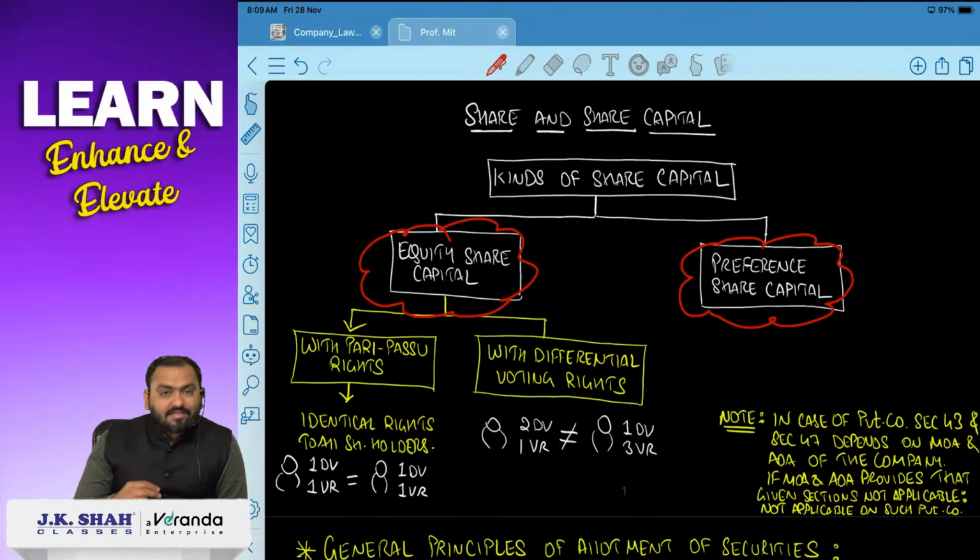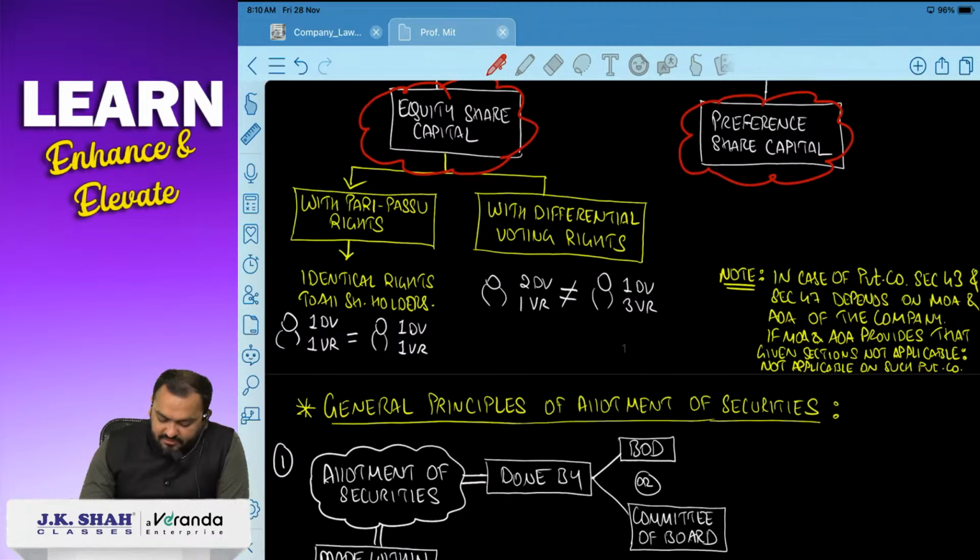And equity share capital is further divided into two categories. One is equity shares with pari-passu rights and second is with differential voting rights. What are pari-passu rights? Equal rights. You can see one example here. Suppose there is a company ABC Limited, and there is one shareholder of this company. This shareholder has one dividend right and one voting right. Another shareholder of the same company also has one dividend right, one voting right. Now you can see all the shareholders of that company have equal rights, so it is called pari-passu rights, that is, equal rights.